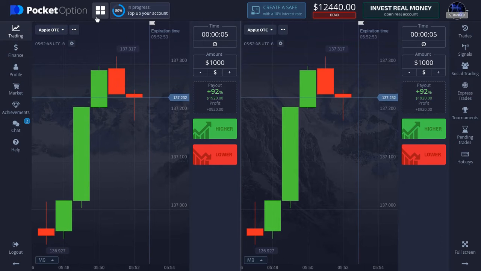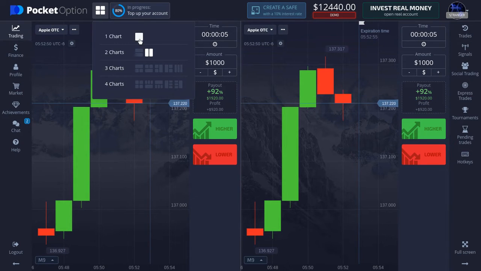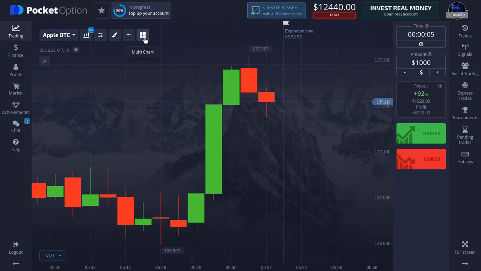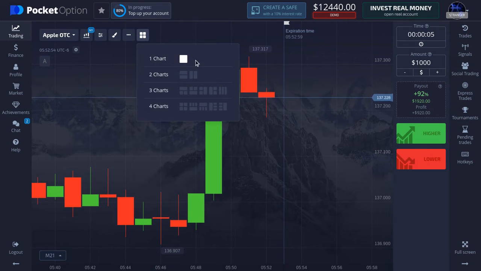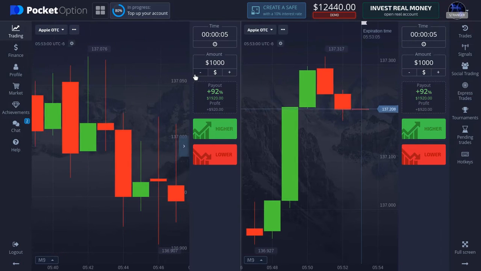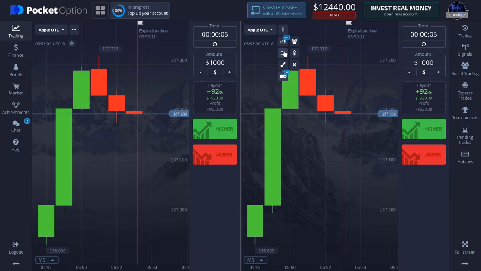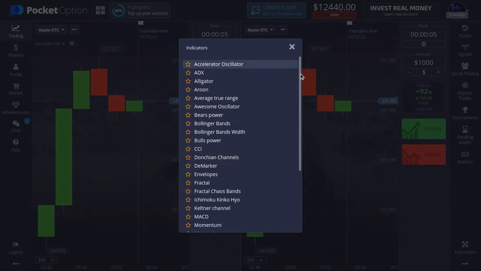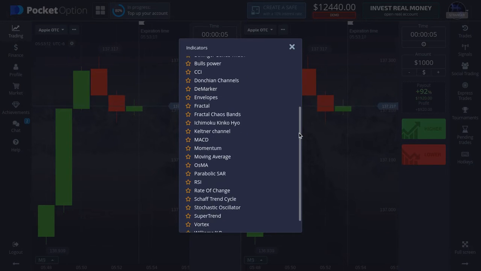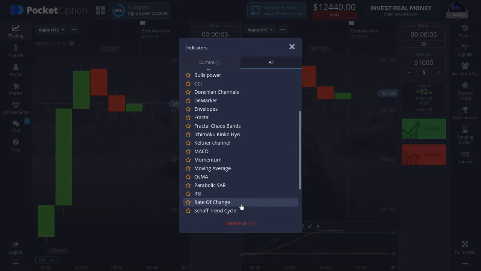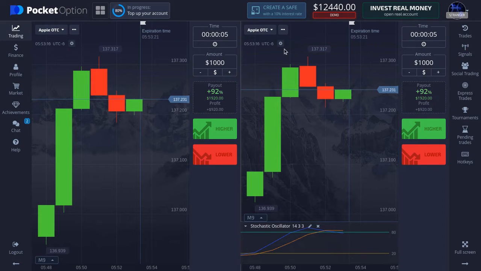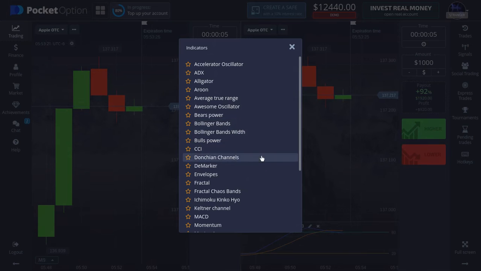So let me just backtrack here. So basically, you'll go to this option up here, multi-chart, and hit the two charts side by side. So here, you'll go here, select this right here, and we're going to find our stochastic oscillator, right here. Close that. Same thing here, stochastic oscillator.